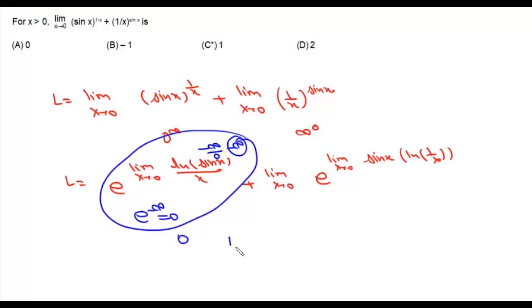That means this L is simply the second limit, which is limit x tends to 0, and this is e to the power limit x tends to 0. We'll write this as minus log x upon cosec x, which is infinity upon infinity form.